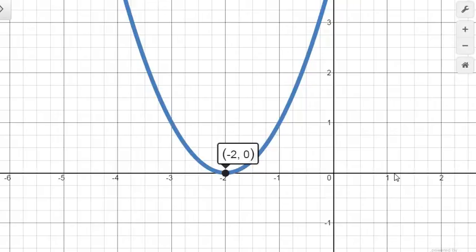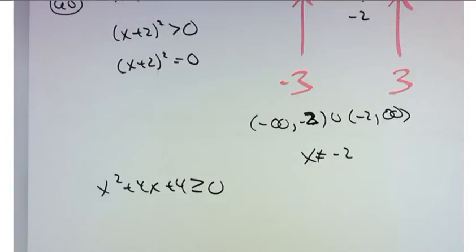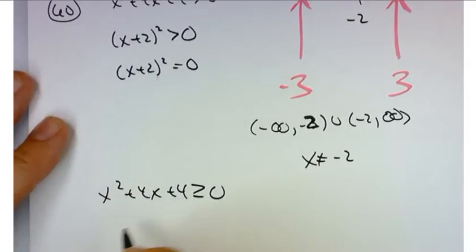Yes, sir. Great question. Yeah. If this was x squared plus 4x plus 4 is greater than or equal to 0, then yes, your answer would be negative infinity to infinity. So the answer to this would be, yeah, all real numbers.